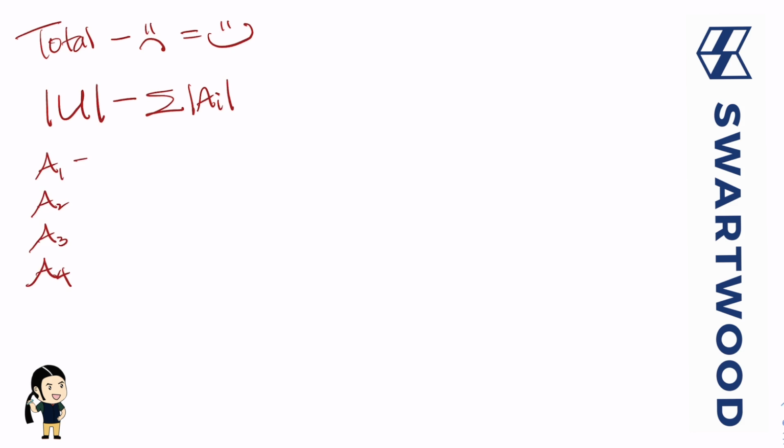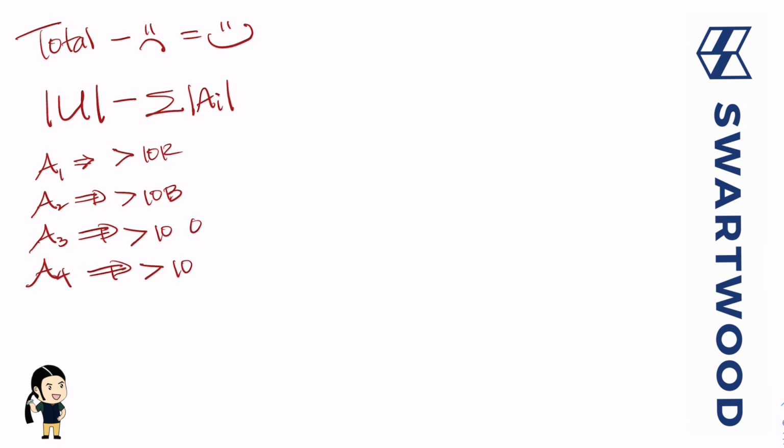So A1 might be something like we have more than 10 red. Okay? Actually, that's kind of confusing. Let's rewrite that like this. So more than 10 red. Case 2 is we have more than 10 blue. Case 3 is we have more than 10 orange. Case 4, because these are all bad cases, we have more than 10 yellow.